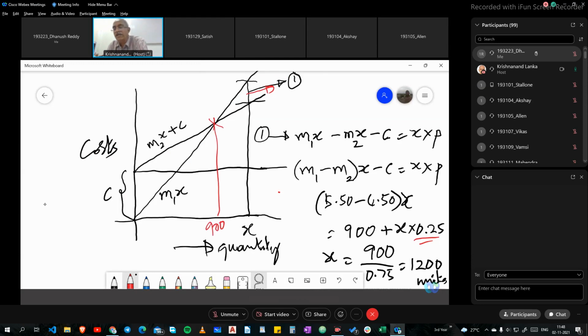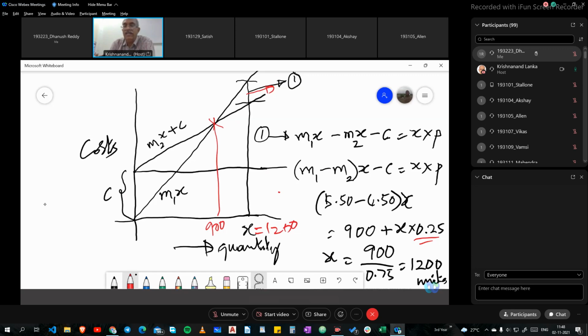This is the break even point, right? But if at all you want to have a profit of 0.25, that means here you have to produce around x is equal to 1200, so that on the average per unit you get 25 paise margin. So that is how you have to solve this problem.